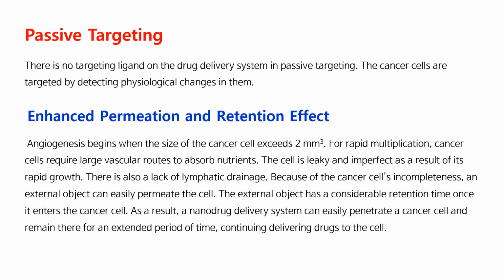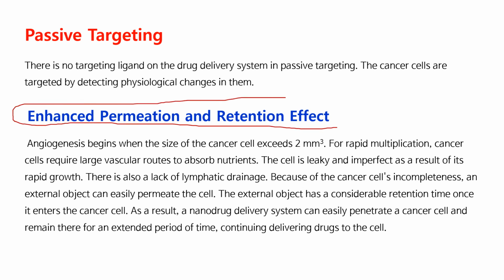First, we use the enhanced permeation and retention effect for passive targeting. This is called the EPR effect. Angiogenesis begins when the size of the cancer cell exceeds 2 mm³. For rapid multiplication, cancer cells require large vascular roots to absorb nutrients. The vessel is leaky and imperfect as a result of its rapid growth.